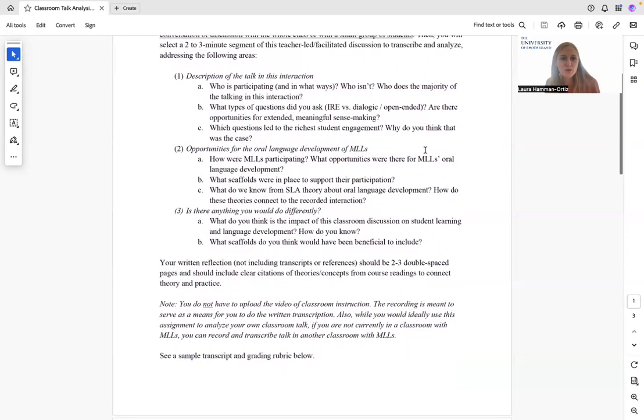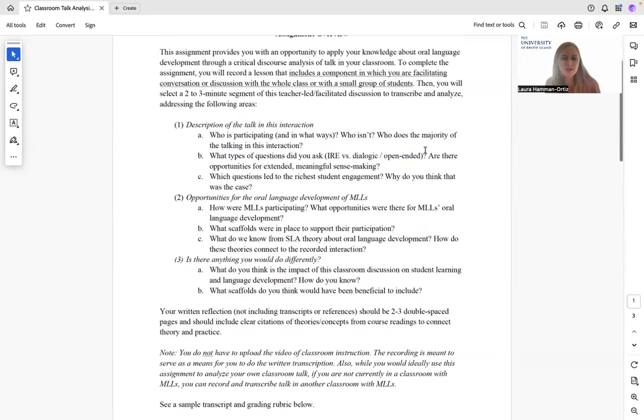Then, looking at questions, think about which types of questions seem to lead to the richest student engagement. What was the topic of those questions? How were they framed? And why do you think that was the case, that those were the ones that students engaged with the most? So that's the first part, just describing the talk that's happening.